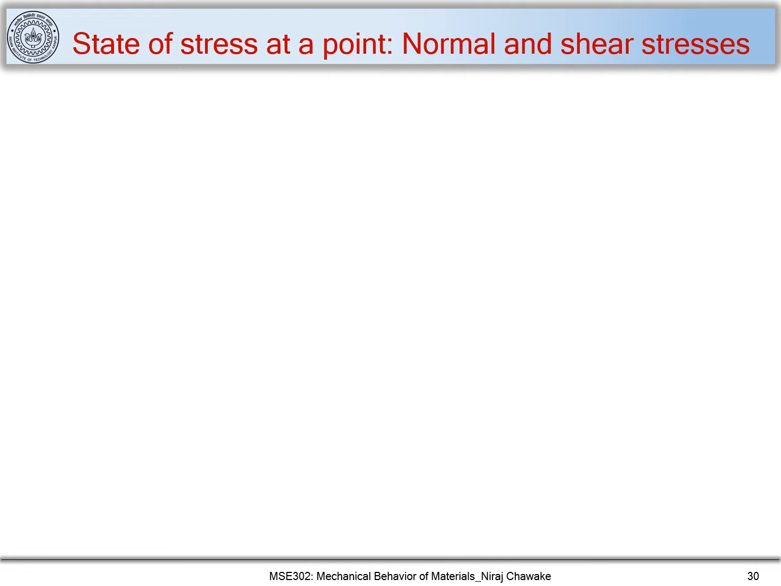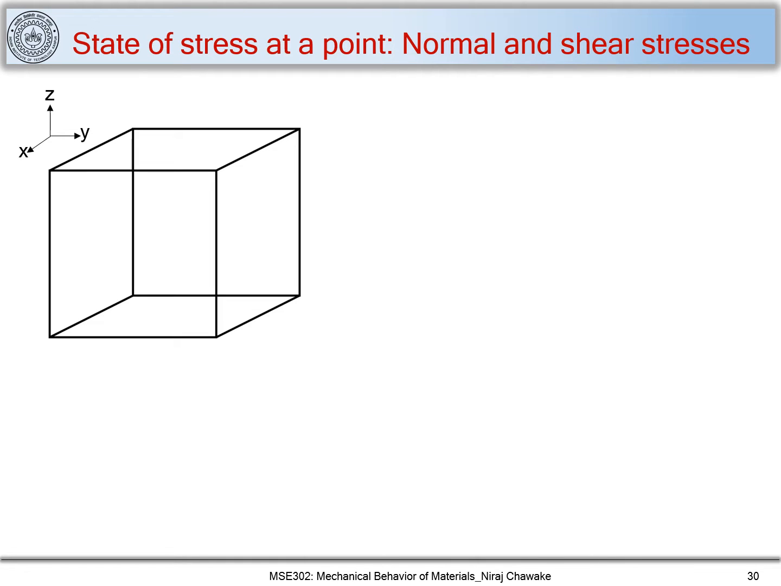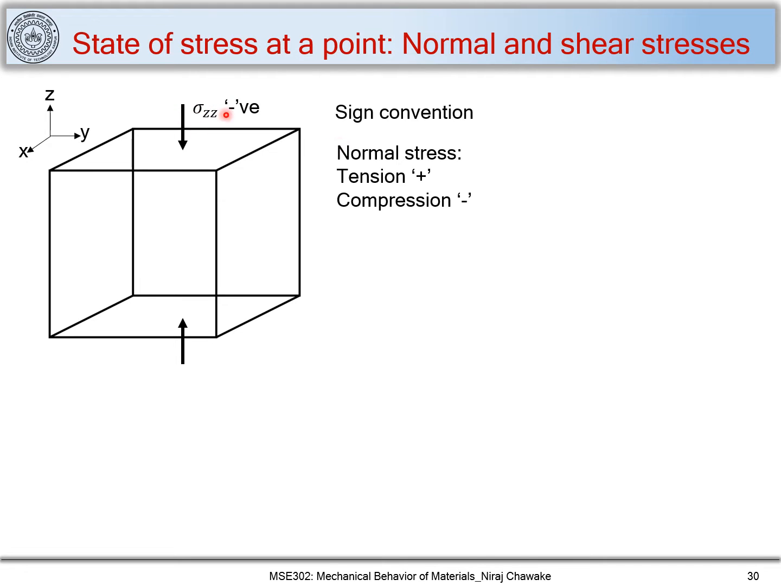So now let's move on further and see what are the sign conventions for these stress components. I have this elemental cube. I have sigma zz, which is acting perpendicular to z plane but going against this z plane. So this is a compressive stress, and I mark it as negative. Similarly, if the stress is tensile in nature, I mark it as positive.